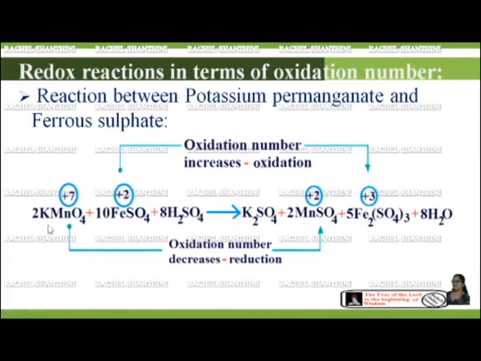The reagent which favors oxidation is called an oxidizing agent, or we call it an oxidant. Oxidizing reagents get reduced and facilitate the oxidation reaction. Similarly, the reagents which facilitate reduction by releasing electrons and get oxidized are called reducing agents.